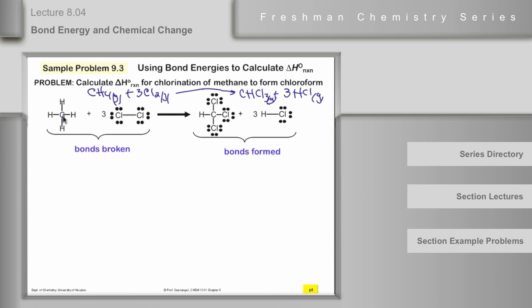So we have 4 CH bonds per mole here, 4 moles of CH bonds per mole. We have 3 chlorine-chlorine bonds. In chloroform, we have 1 CH and 3 CCl bonds. And of course, in 3 HCl, we have 3 hydrogen to chlorine single bonds. And the latter are the bonds that are formed, and the former are the bonds that are broken.